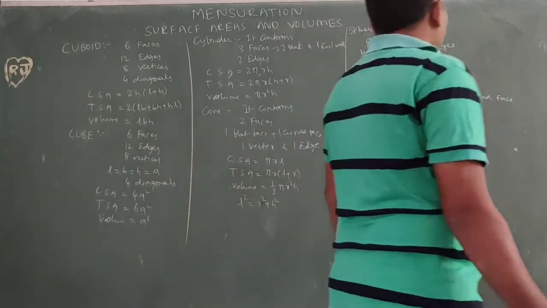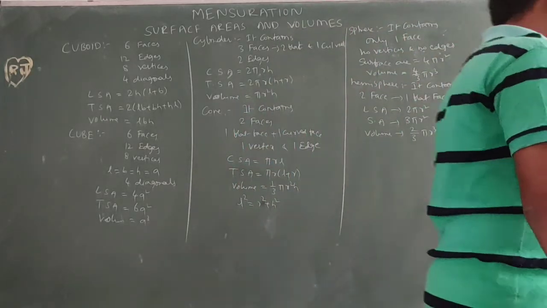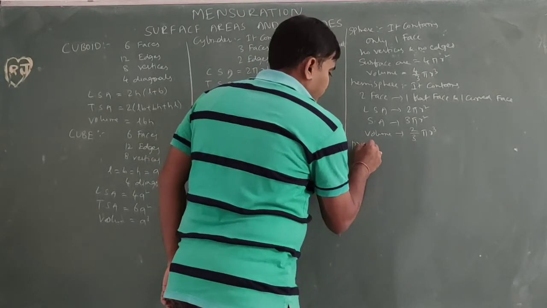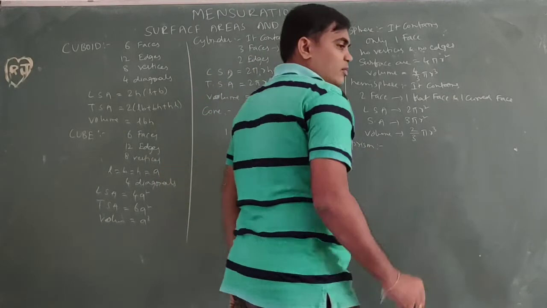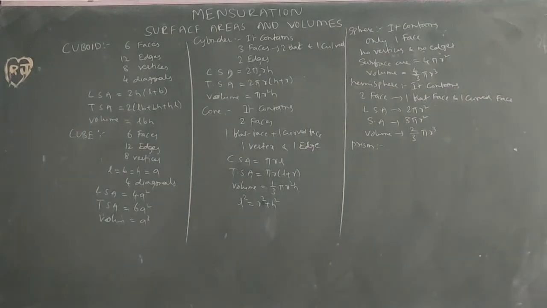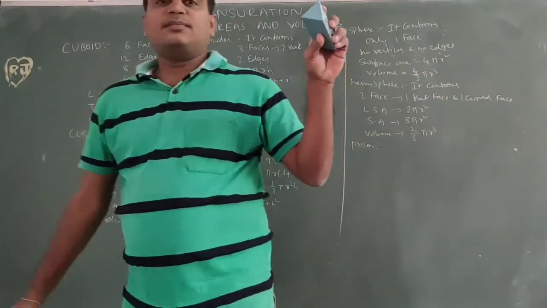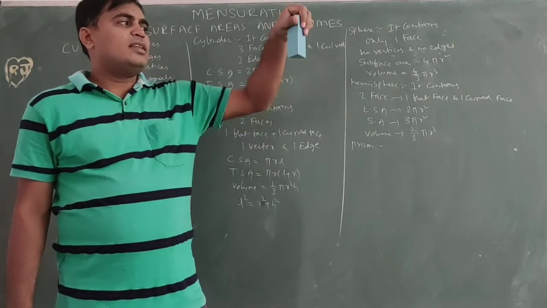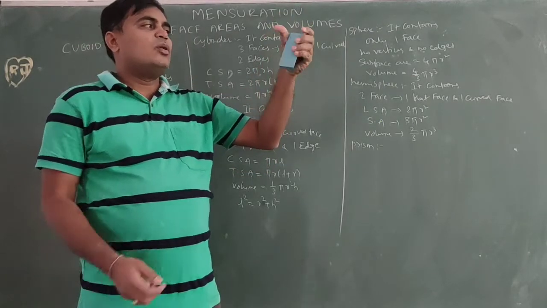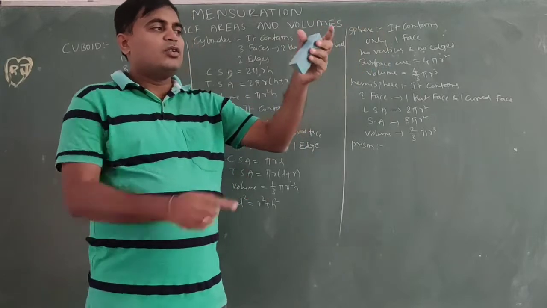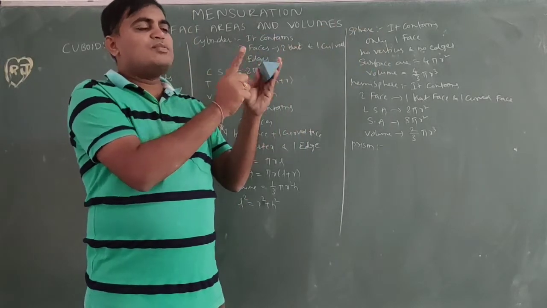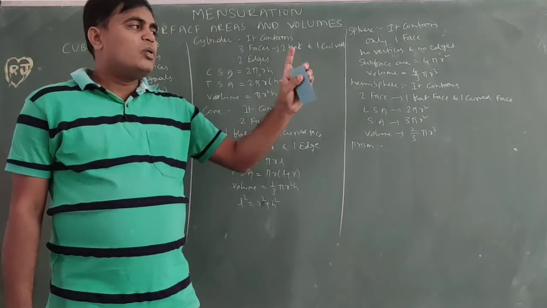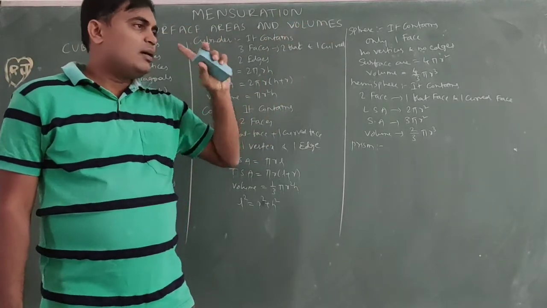So this is hemisphere. Now I am taking prism. Generally we take a triangular prism. So this is called a prism. The base is in the shape of a triangle, and this is the height. Wherever we cut, we get the same shape. So this is called a triangular prism.